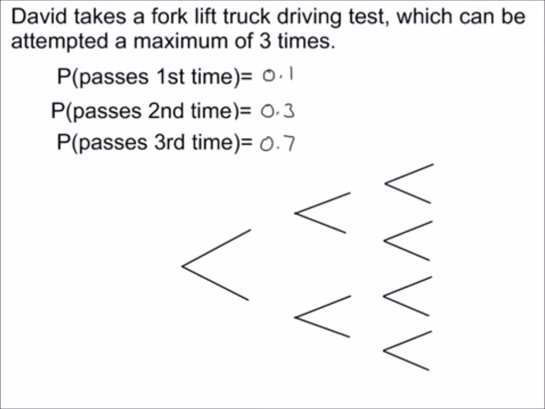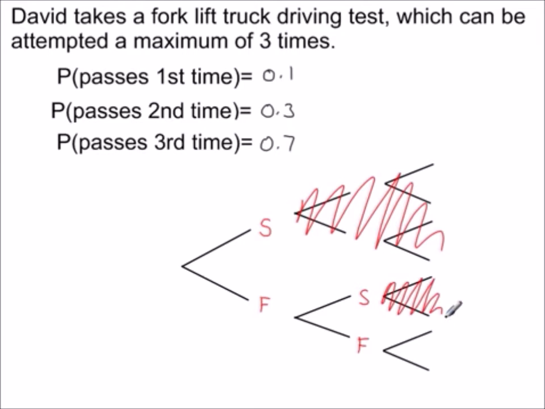This probability tree is incorrect. The problem with this is, let's say I use the letter S for success, so he's passed the test, and F for failure, that he failed, he didn't pass. If he's successful and he's passed the test, why would he be doing the test again? So you can see from this tree diagram, this shouldn't be here. Again, if you've got success and failure, if he's passed the test, he's not going to do the test again.